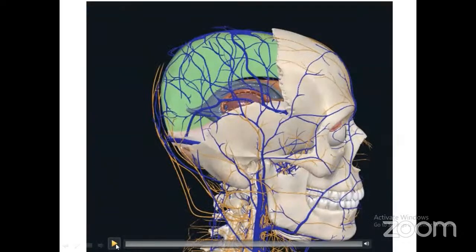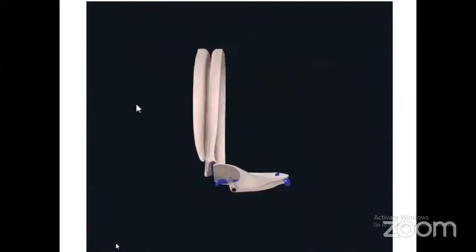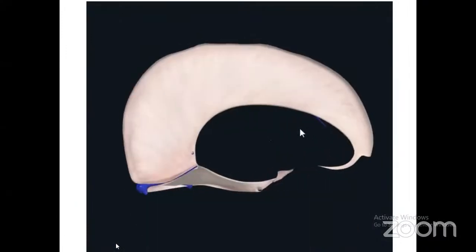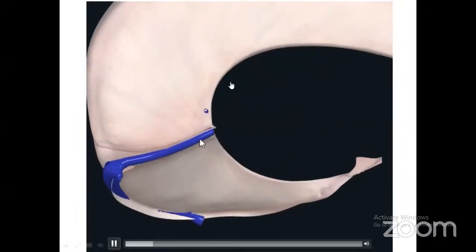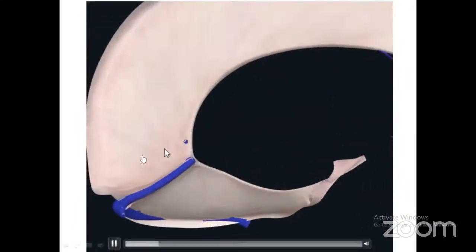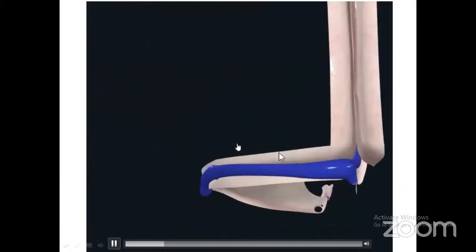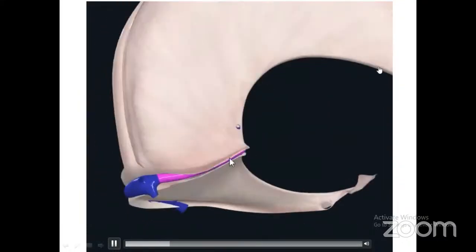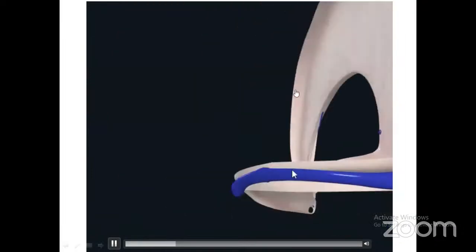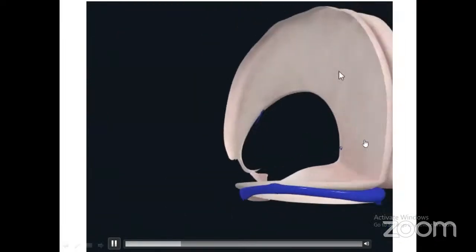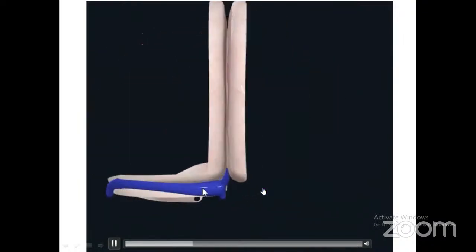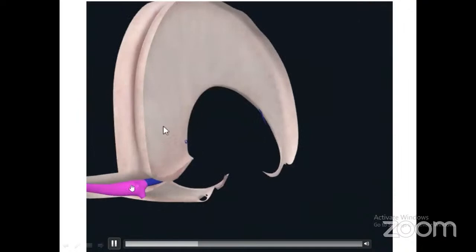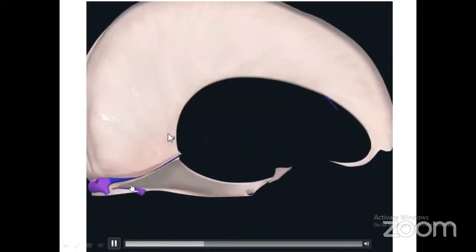So let us see in the animation how these inferior sagittal and straight sinus are oriented. We are taking one half here. If you see the right lateral view, that is the inferior margin of the dural fold, falx cerebri. This is straight sinus. It's a continuation of which sinus? Inferior sagittal, which is present in the posterior two-thirds of the inferior margin of falx cerebri, and it continues as left transverse sinus. The straight sinus is continuing as left transverse sinus.